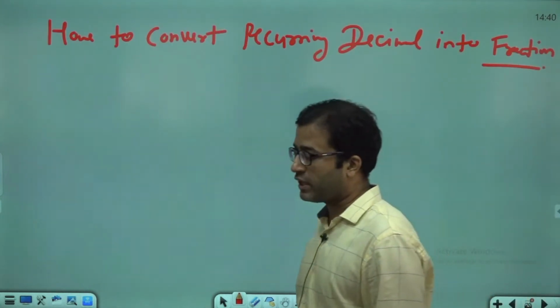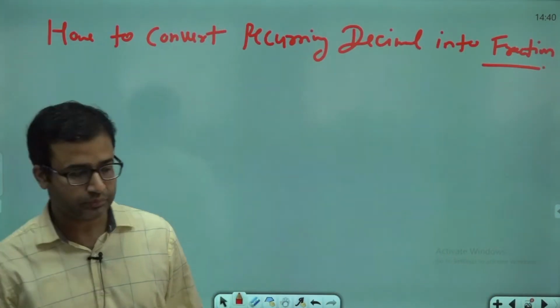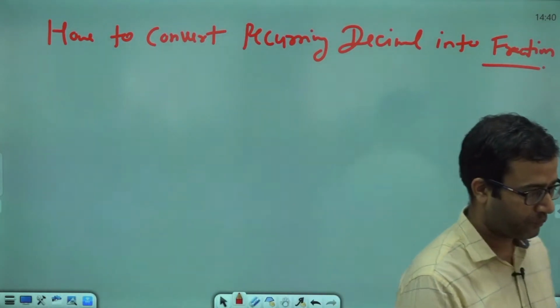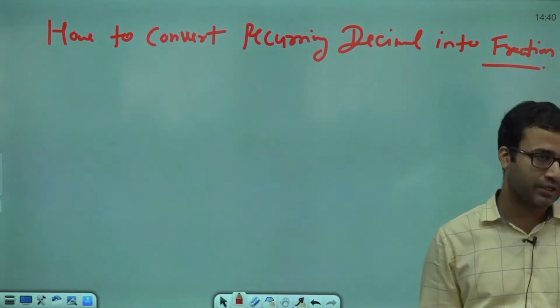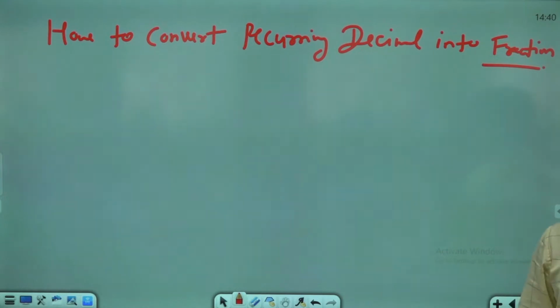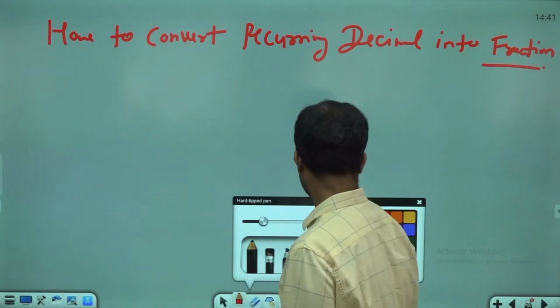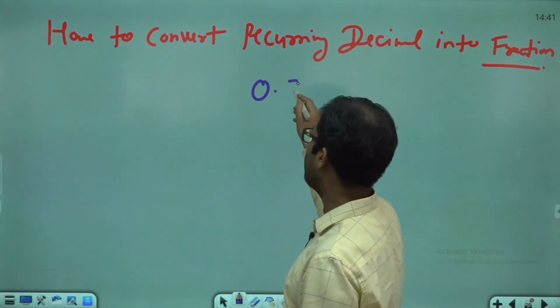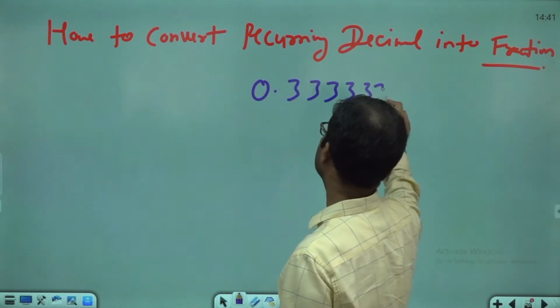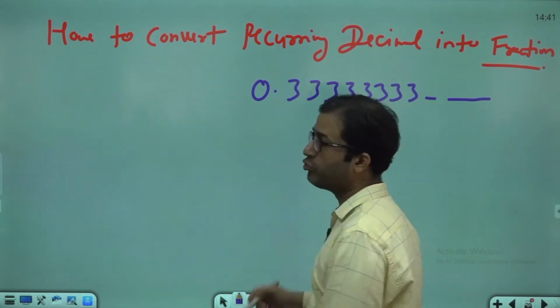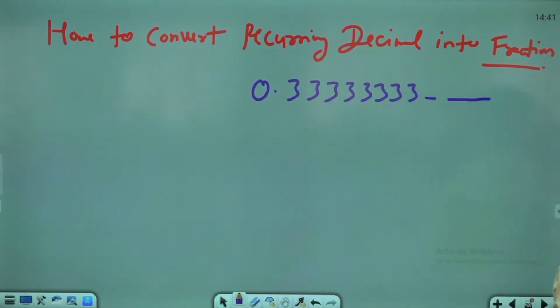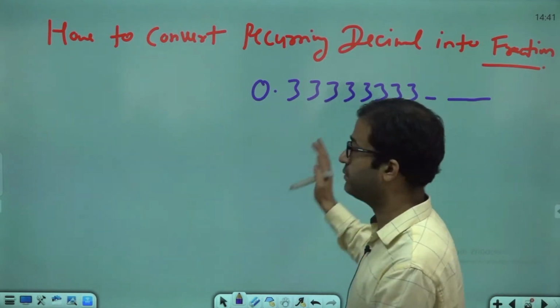How to convert recurring decimal into fraction? I tell you two methods. One is the long cut, which is the NCERT based method. Then we will work on the shortcut so that we understand the importance of shortcut. My first question here is 0.333333. We have to convert this in fraction. This is the topic under number system.